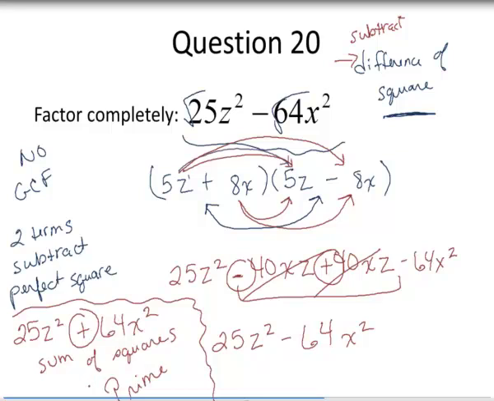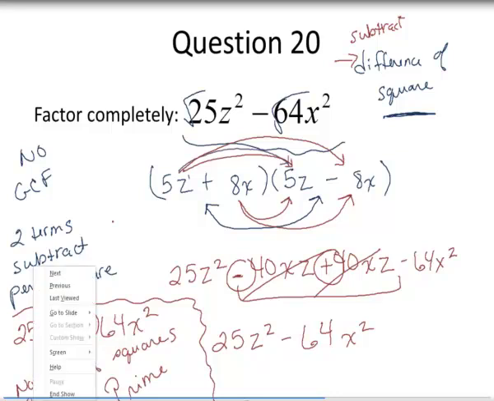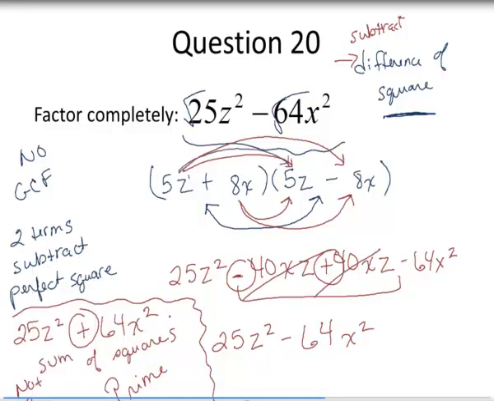This is prime, not factorable. I can't write it because it's too close to the bottom, but you guys get the idea. This is prime, not a difference. It's a sum. So let's look at this one.